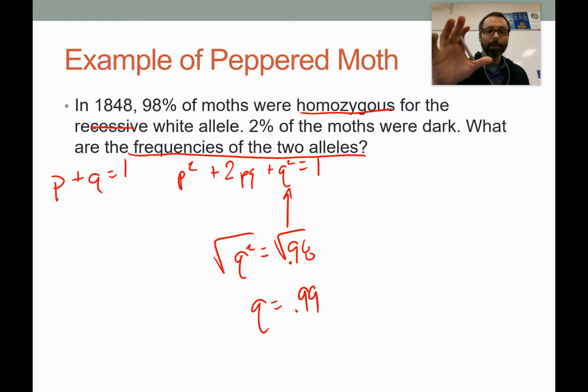I was able to start with q squared, and if you can, q squared is always where you want to start from. Remember, the recessive individuals are very telling.